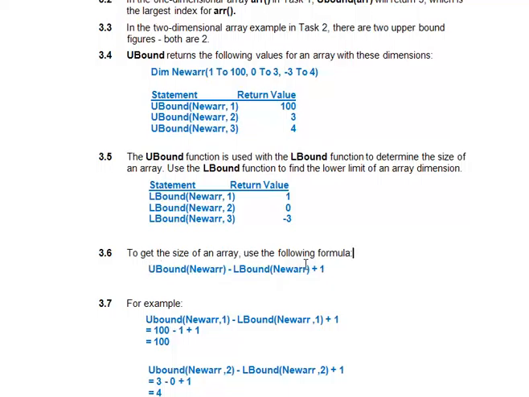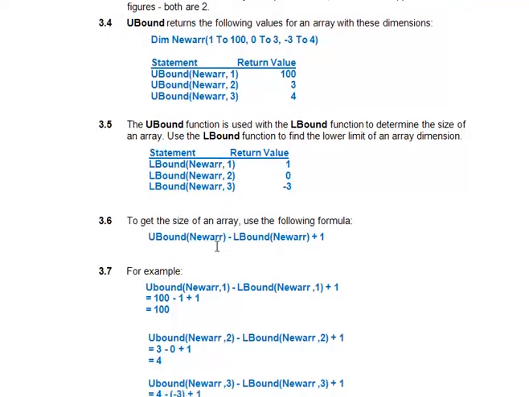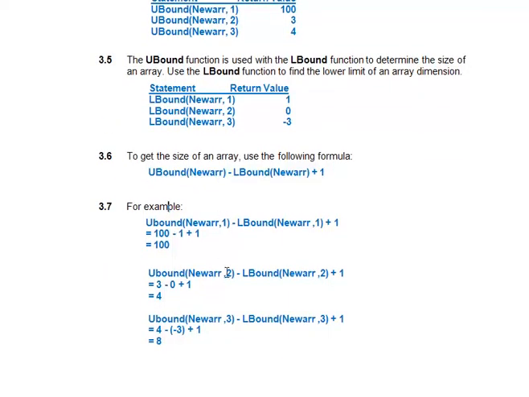So this is just a general rule, but in these cases each entry is different. For the first part, it's 100 minus 1 plus 1, which gives us 100. And the second one is 3 minus 0 plus 1, so there are 4 possible numbers there. Okay? And the third one is 8 by that.